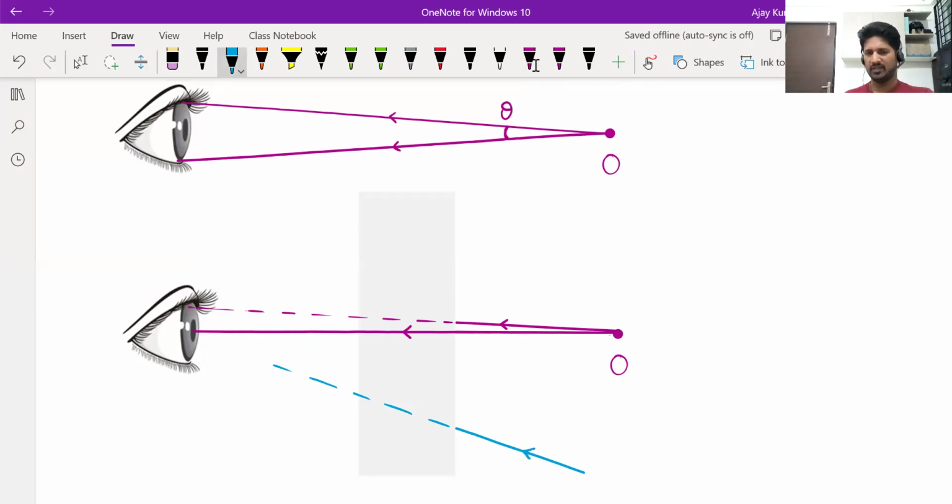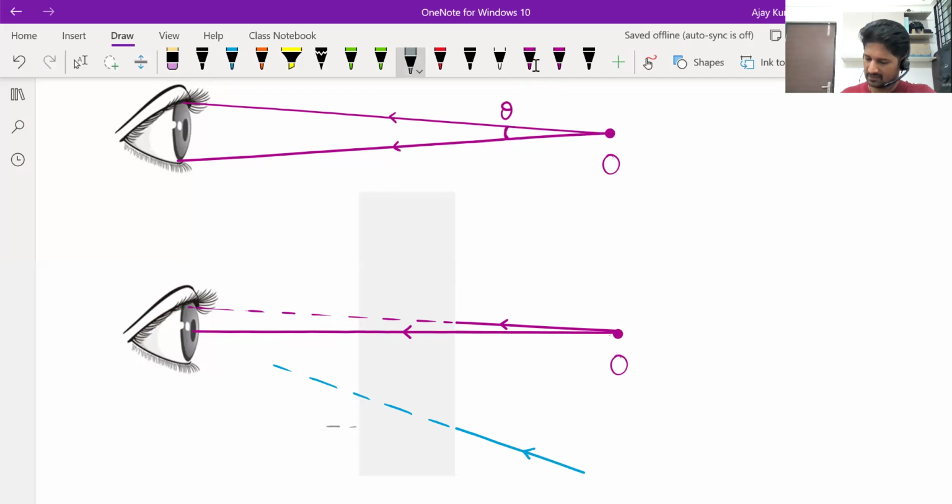Rarer means fast moving medium. Denser is a slow moving medium. How should it bend? Sir, away. No, it bends towards the normal. Okay, it bends towards the normal.